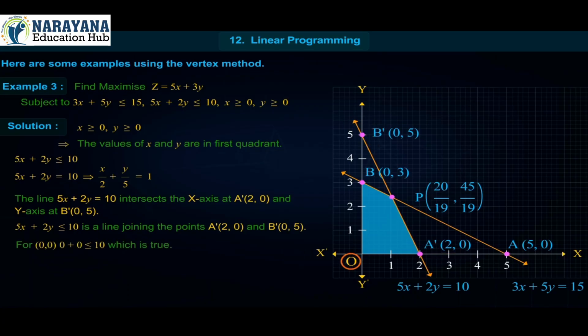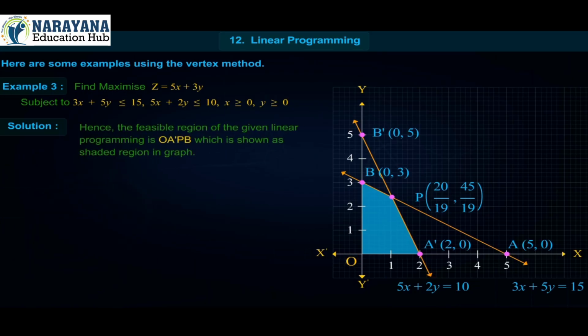Test at (0, 0): 0 plus 0 is less than or equal to 10, which is true. Therefore, the half plane containing (0, 0) shows the solution region of 5x plus 2y is less than or equal to 10. Hence, the feasible region of the given linear programming problem is OA-PB, which is shown as the shaded region in the graph.